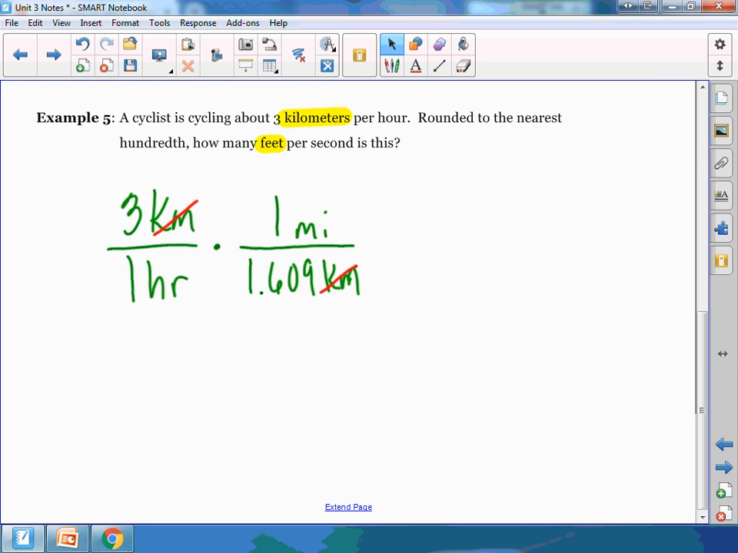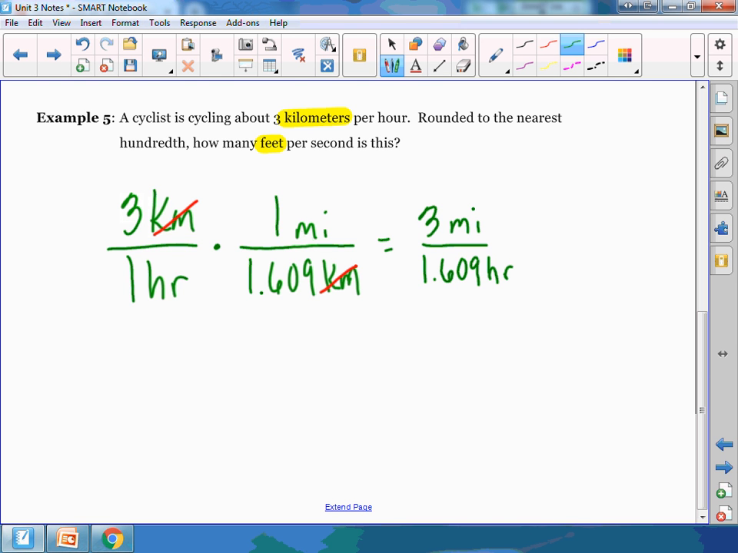So by doing that, and by putting that strategically the way we have, your kilometers get canceled out. And what we're going to be able to find here is how many miles per hour this is, right? So if you multiply straight across, you get 3 miles in 1.609 hours. I'm just going to pause there to give you time to think about what we just did. All we did was convert one of the units, and we're still not even done with that yet. All right, let's keep going.